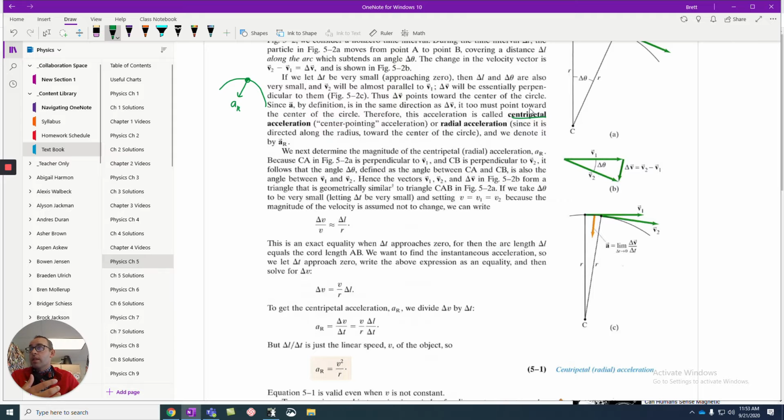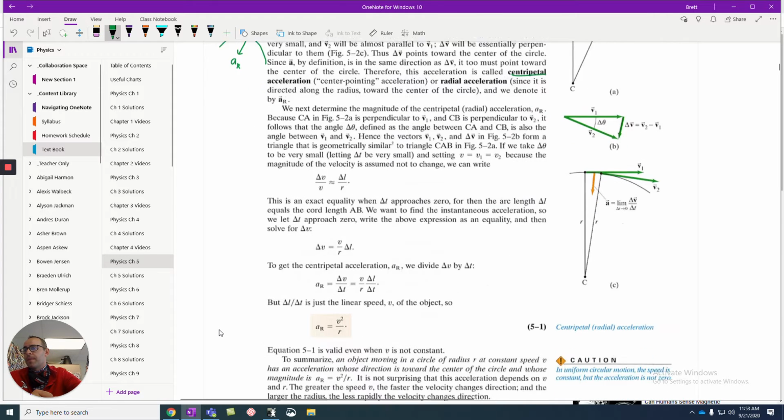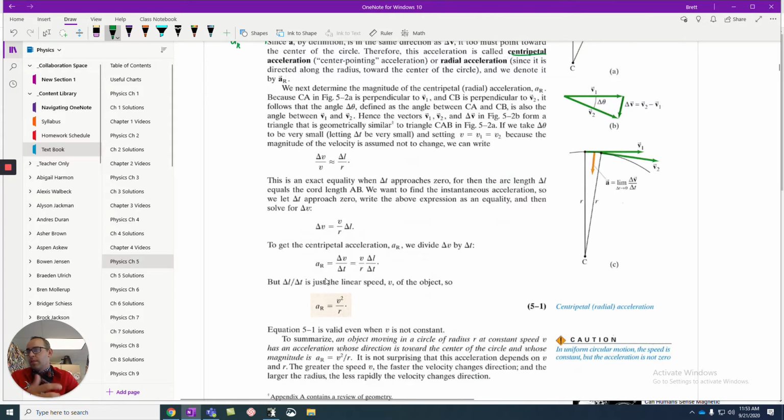So centripetal acceleration is a pulling towards the center, so center pointing, or centripetal. It's also sometimes called radial because it's along the radius of the circle. In the text, we're going to use a_r a lot. That's just because it's along the radius. But the centripetal acceleration, or the radial acceleration, is something that we need to understand and be able to make some predictions about. It turns out, by some simple calculations, that it depends on the radius of the circle.